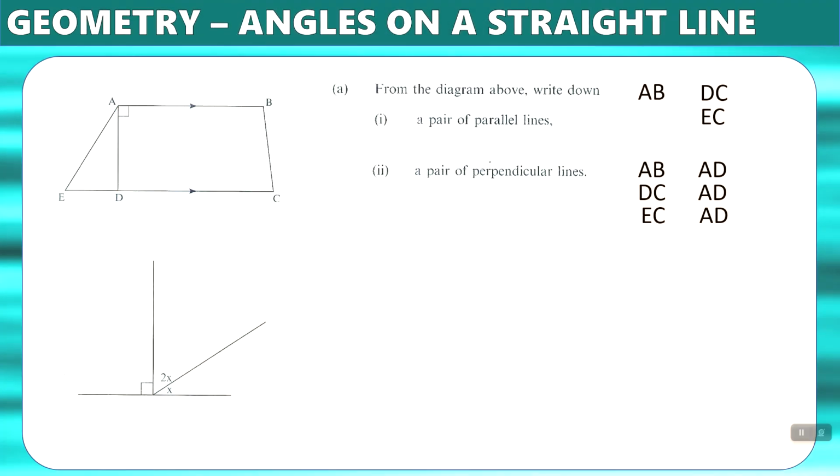The last part of the question gives us another diagram. And it asks, from the diagram above, calculate the size of the angle marked 2x. Now, when you look at the diagram, you should be able to see that this is a question that shows a straight line with various angles on the straight line. And we know that a straight line has 180 degrees, no matter if it is divided into 2, 3, 4, however many angles. They all should add up to 180 degrees.